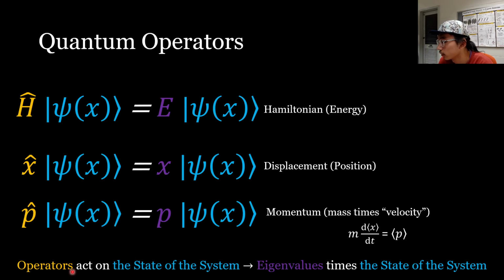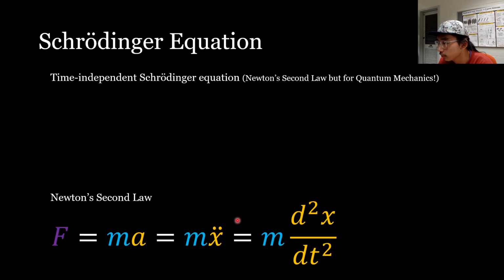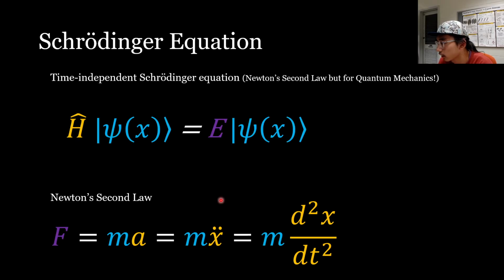So in general, operators act on the state of the system and give you the eigenvalues times the state of the system. The eigenvalue is just a fancy way to say the measurement you're trying to get. At last, I introduce you to Schrödinger's equation, which is Newton's second law equivalent in quantum mechanics. It's exactly the same form for the time-independent one: the Hamiltonian acting on the wave function gives you the energy times the wave function, which is the system you're trying to describe.